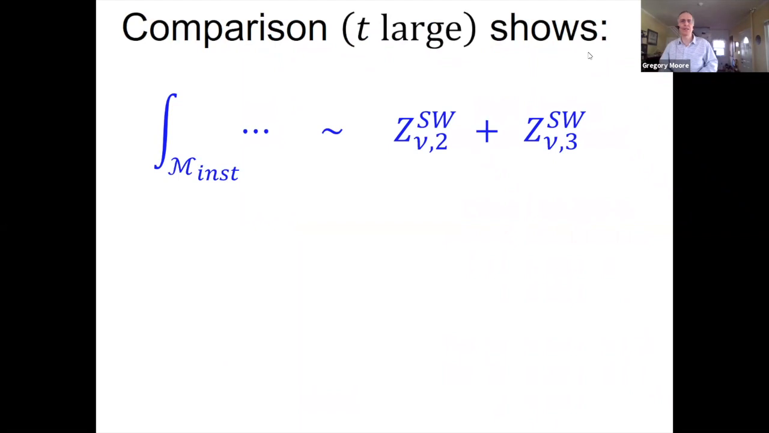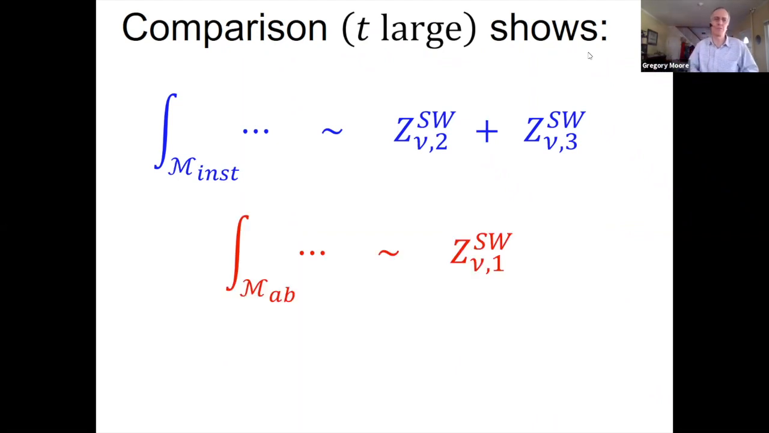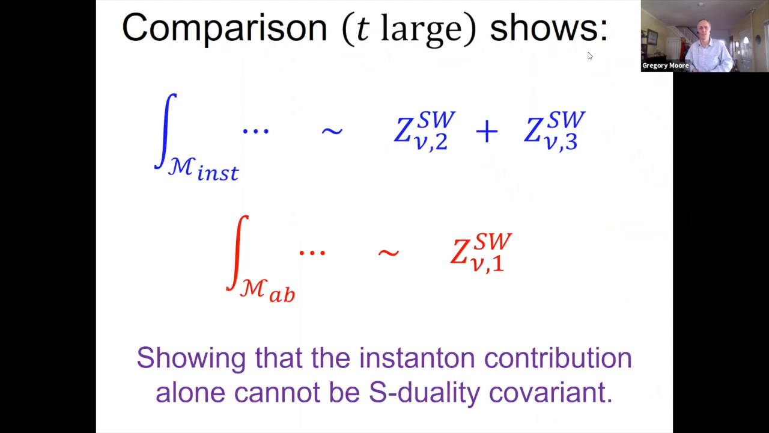So the other thing that comparing with their results shows is that the instanton contribution can be identified with the results at the cusps U2 and U3 and the abelian contribution from U1. So the instanton contribution alone cannot be S-duality covariant.